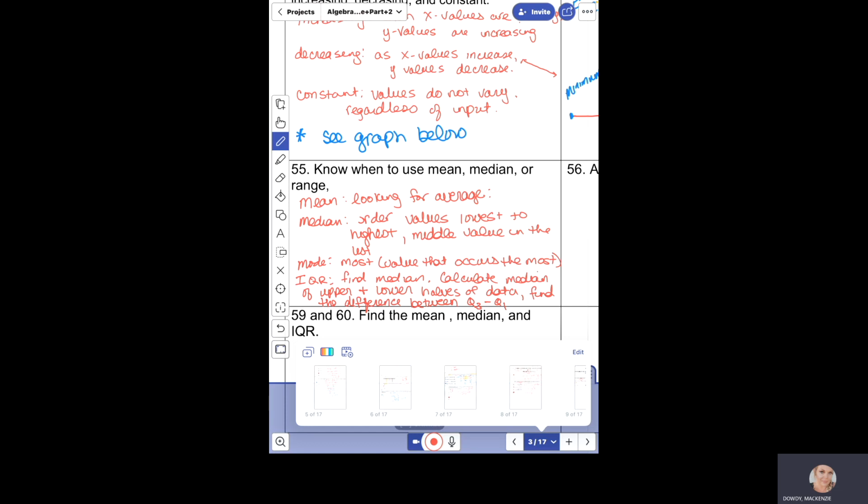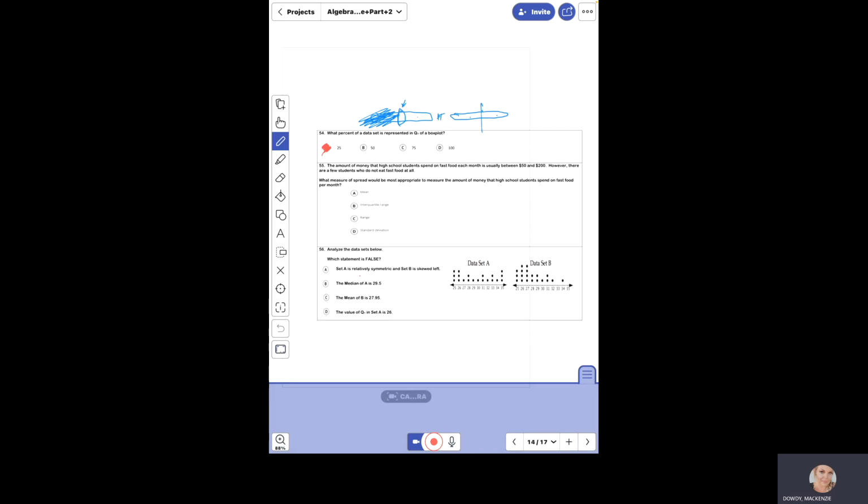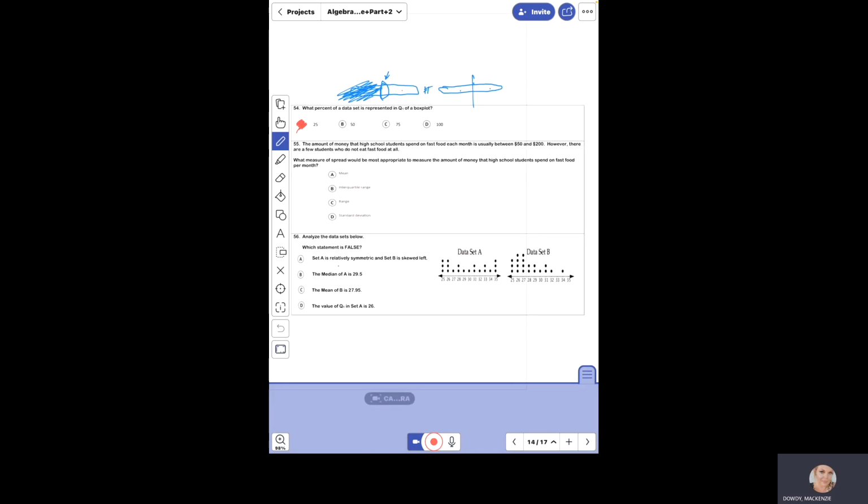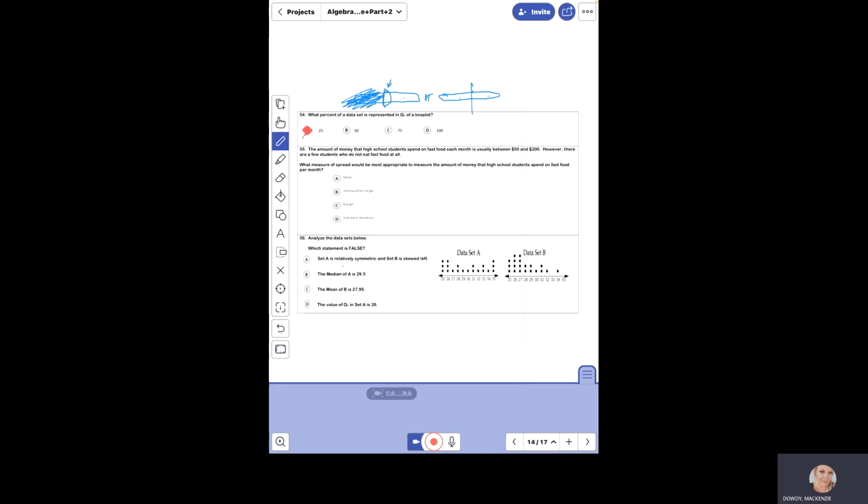Go back over here and find number 55. There we go. The amount of money that high school students spend on fast food each month is usually between $50 and $200. However, there are a few students who do not eat fast food at all. What measure of spread would be most appropriate to measure the amount of money that high school students spend on fast food per month?